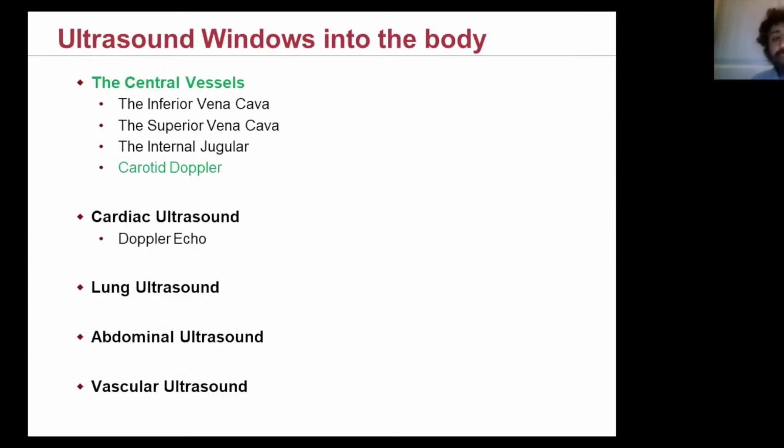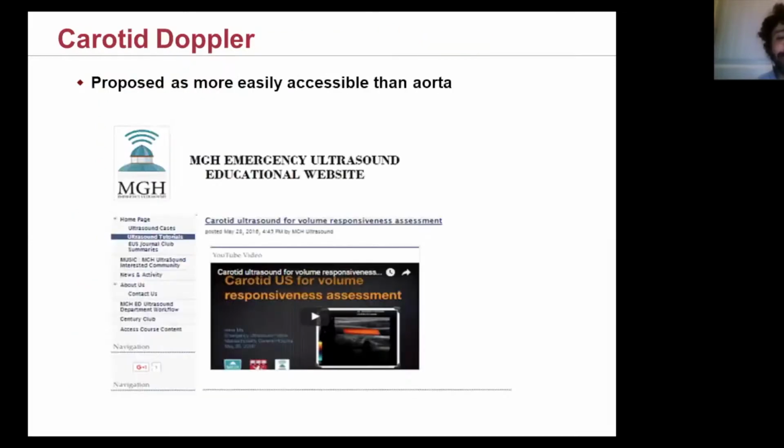Those three findings were really just representations of the central venous pressure, and my interpretation of the evidence for central venous pressure to really guide shock resuscitation is that it's very limited. A more novel method is the carotid Doppler ultrasound. And there's a nice video of this available on the Massachusetts General Hospital's educational website in their emergency medicine department.